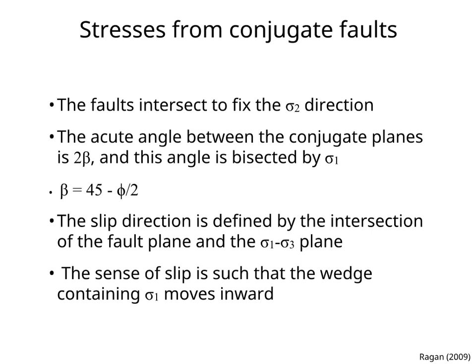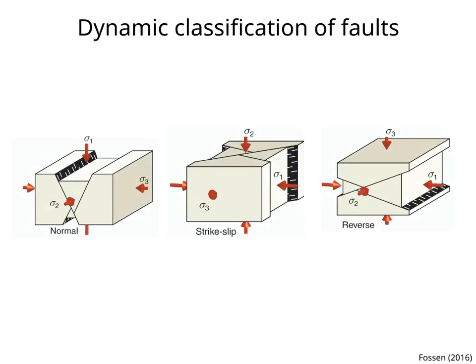The slip direction is defined by the intersection of the fault plane, and the sigma 1 sigma 3 plane. And the sense of slip is such, that the wedge containing sigma 1 moves inward. This is clear in this figure. The rock wedge containing sigma 1 moves inward. The faults intersect at the sigma 2 direction. And the slip direction is defined by the intersection of the fault plane, and the sigma 1 sigma 3 plane.